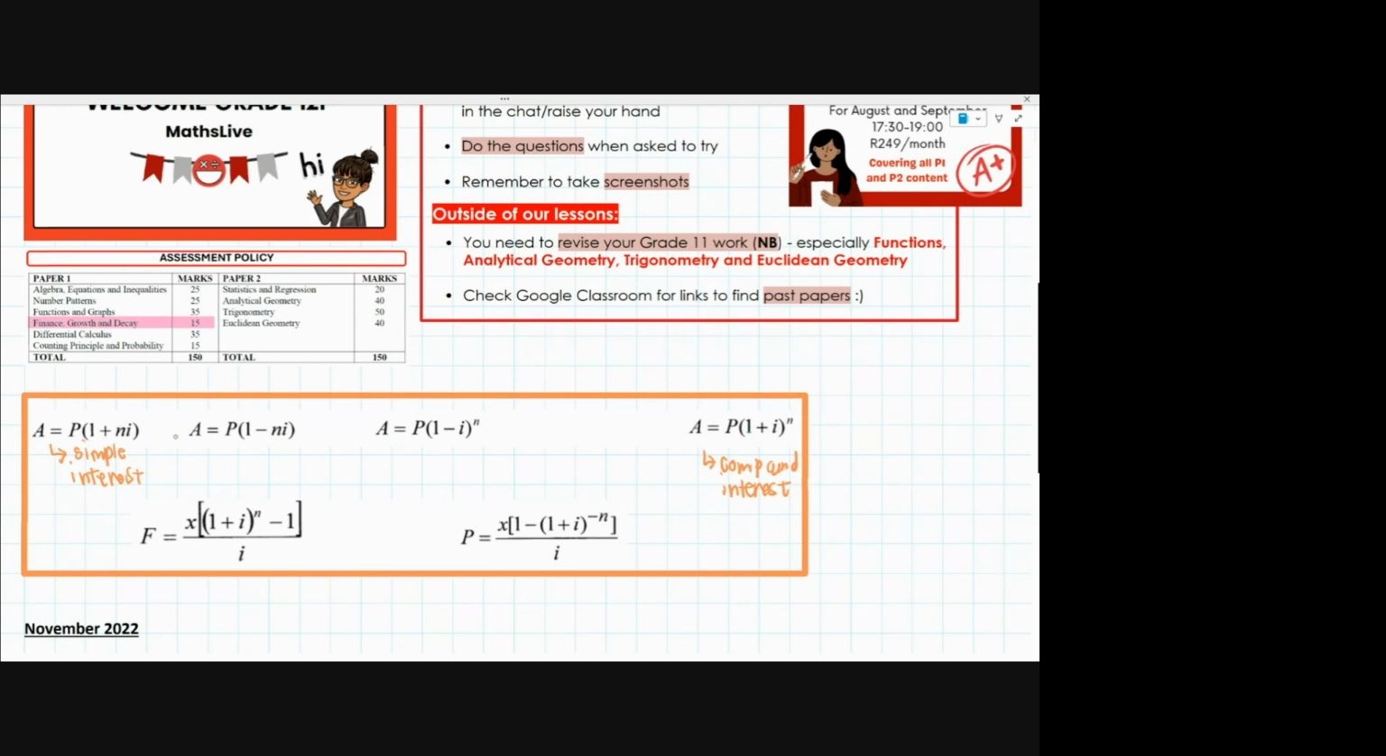We deal with what we call depreciation from grade 11. So this first formula here is straight line depreciation. And this formula over here that looks like the compound interest formula is the reducing balance depreciation.